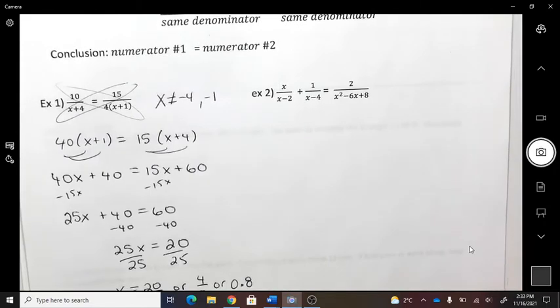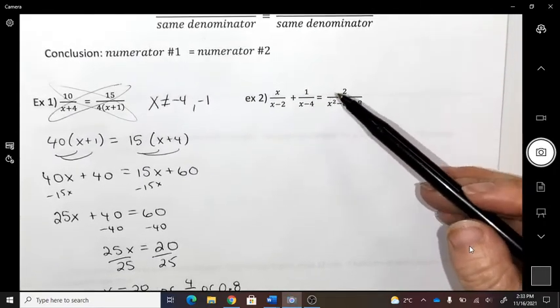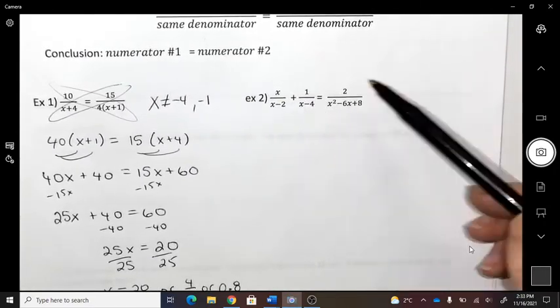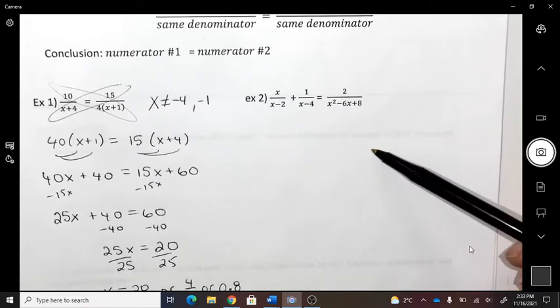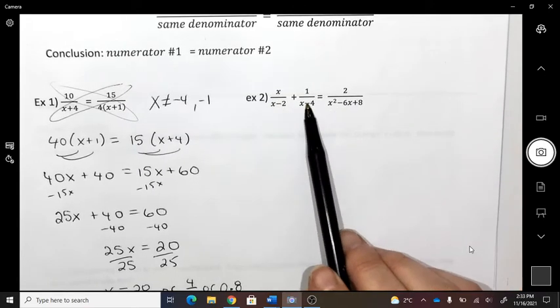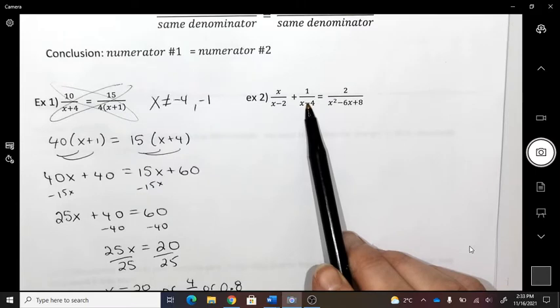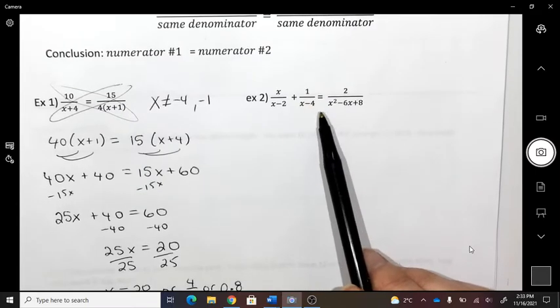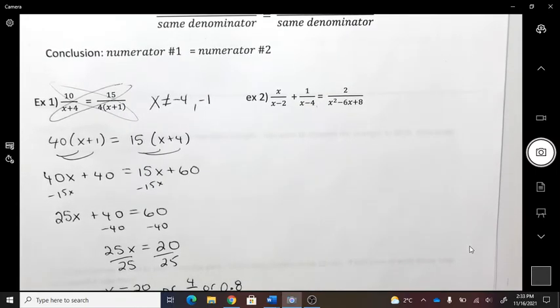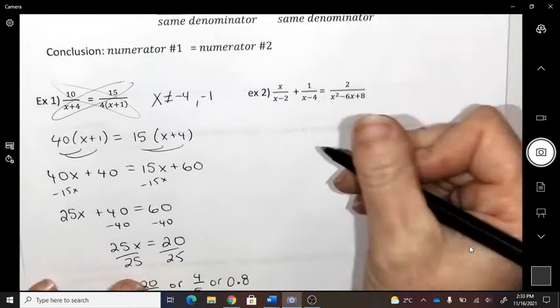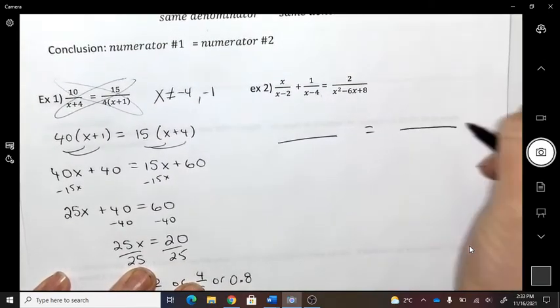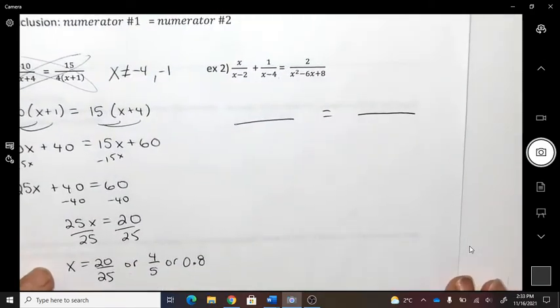Okay. Number 2. Can I cross multiply? No. Because I have 2 fractions on this side. So therefore I cannot do that. You can only do it if there's 1 fraction here and 1 fraction there. Okay, so I'm going to set it up like that.